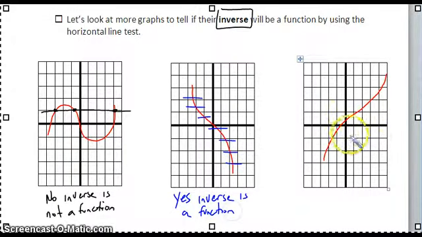And finally, looking at the last one, is the inverse of this graph a function? Again, it looks like it's passing the horizontal line test. So yes, the inverse is a function.